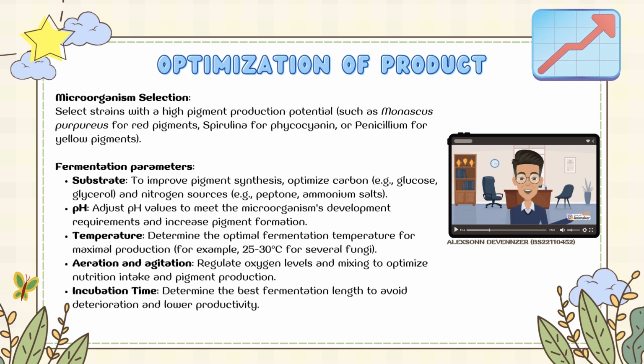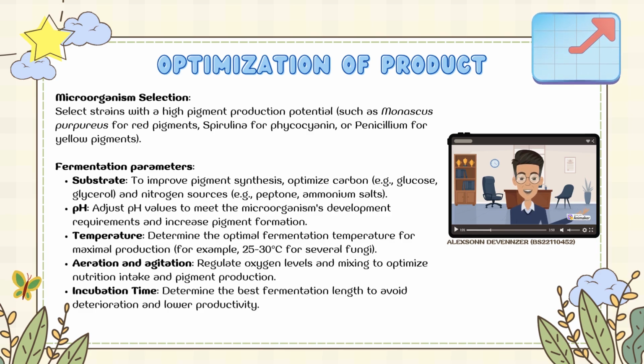There are a few ways to optimize the production of biocolorants. One of them is the selection of microorganisms. Select strains with a high pigment production potential, such as Monascus purpureus for red pigments, Spirulina for phycocyanin, or Penicillium for yellow pigments. Next are the fermentation parameters, which are divided into five.